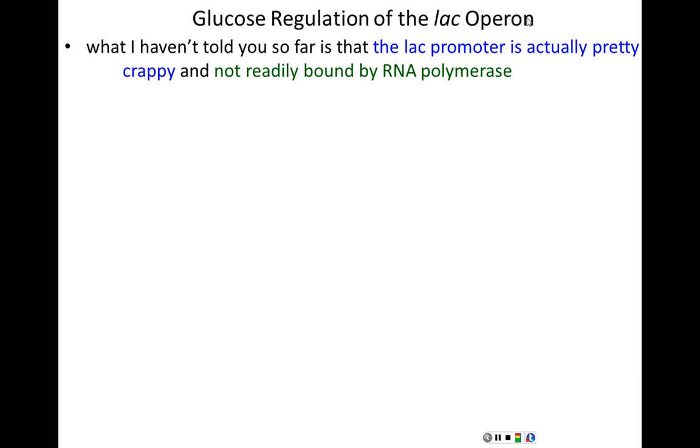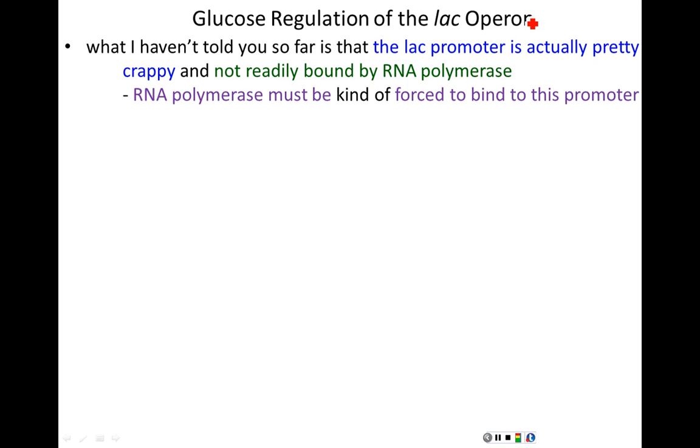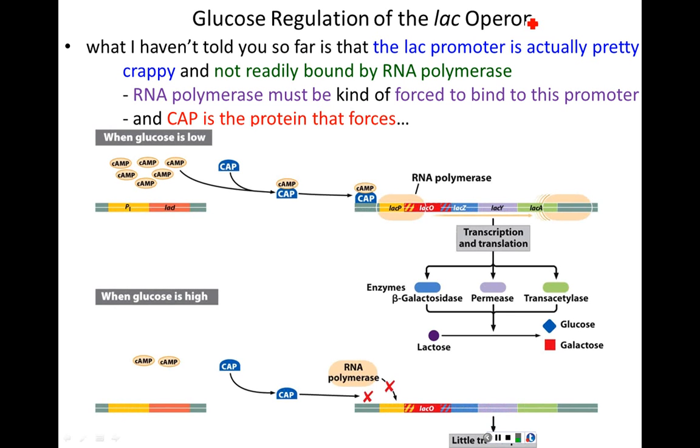What I haven't told you so far about the Lac Operon, because I didn't want to confuse things, is that the Lac promoter is actually pretty crappy. And by crappy, I mean that it's not a very good landing site for RNA polymerase. For RNA polymerase to effectively and efficiently bind to the Lac promoter, it needs help. It needs to be forced to bind to that crappy promoter, and that help comes in the form of this activated CAP protein. So CAP, only when bound by cyclic AMP, is the protein that forces RNA polymerase to bind to the Lac promoter for transcription.